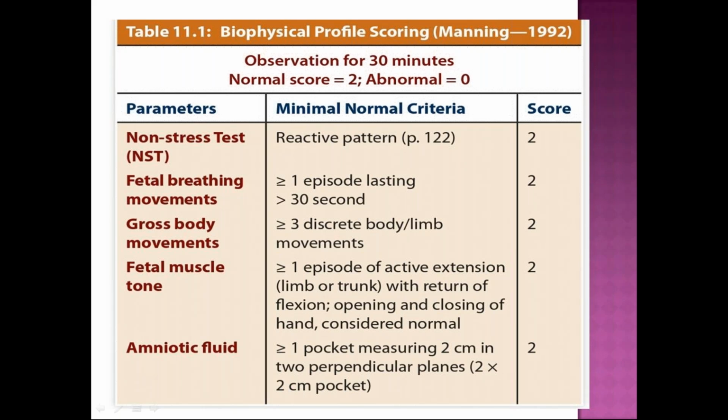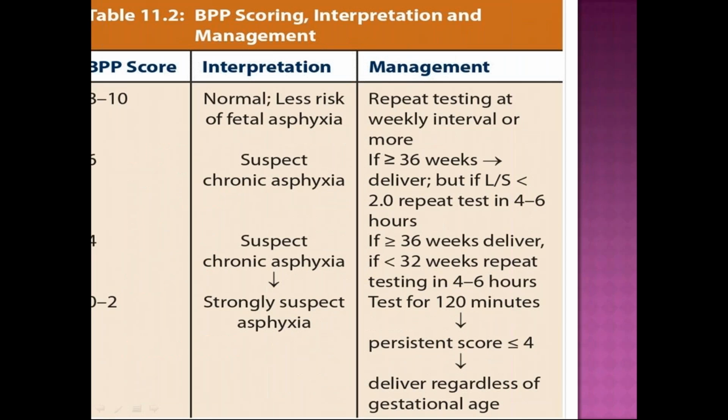If it is less than 2, then it will be marked absent. If any one pocket is less than 2, score 0. If it is more than 2, we put 2. So a score of 8 to 10 means the baby is okay and not likely to be affected. But if the score is up to 7, again there is suspicion.